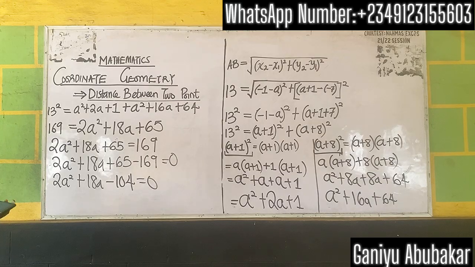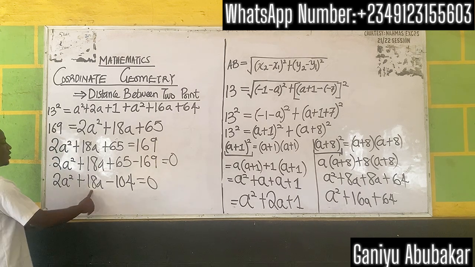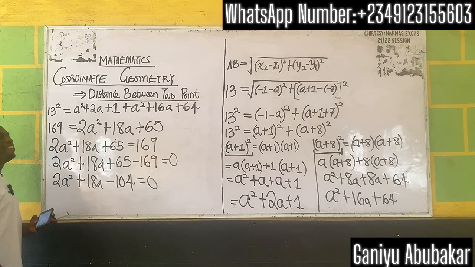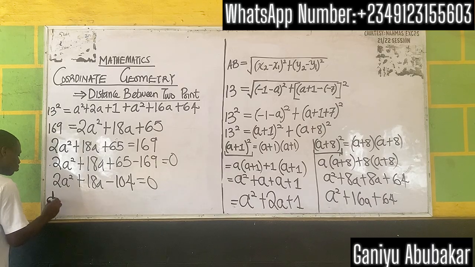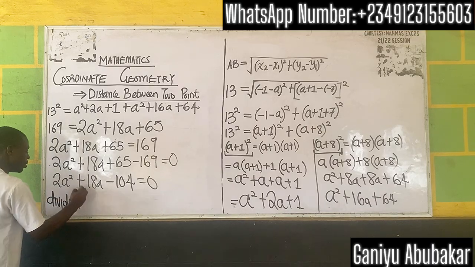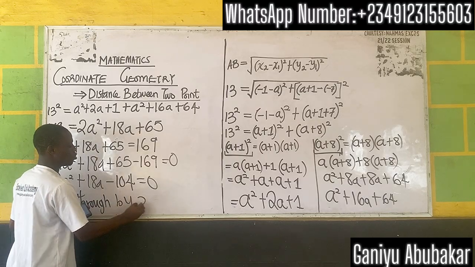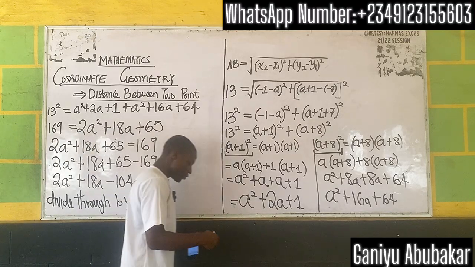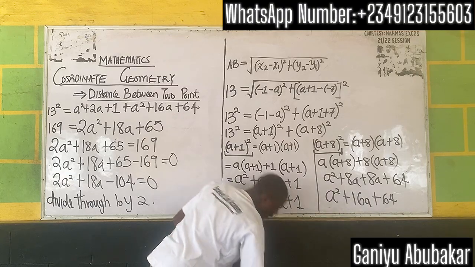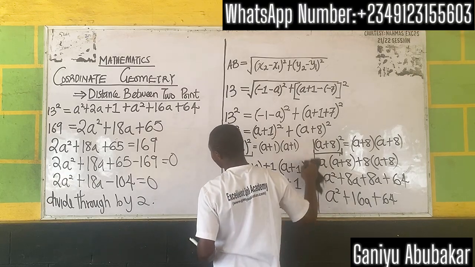Alright, this is now looking like a quadratic equation, right? So first is first, these 2, 18 and 104 are divisible by 2, so divide through by 2. Let's say we get, if I should divide through by 2, what do we get?